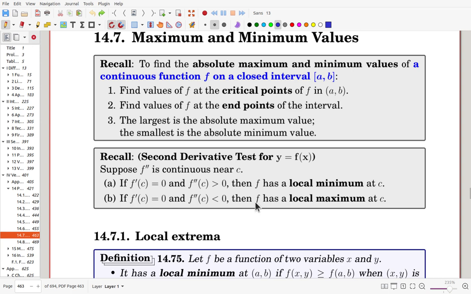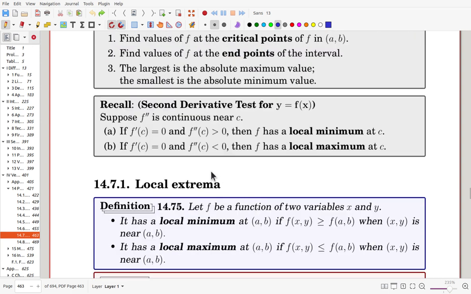Also in Calculus 1, you learned the second derivative test for functions of a single variable. Suppose f prime at c equals 0. That means c is a critical point, and if at the point the second derivative is positive, then f has a local minimum. If the second derivative is negative, then f has a local maximum.